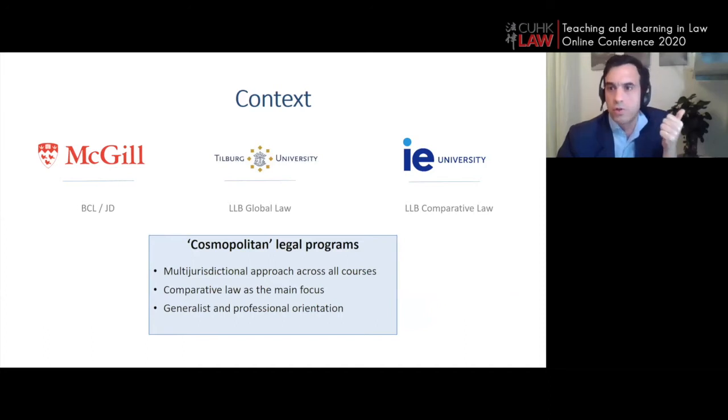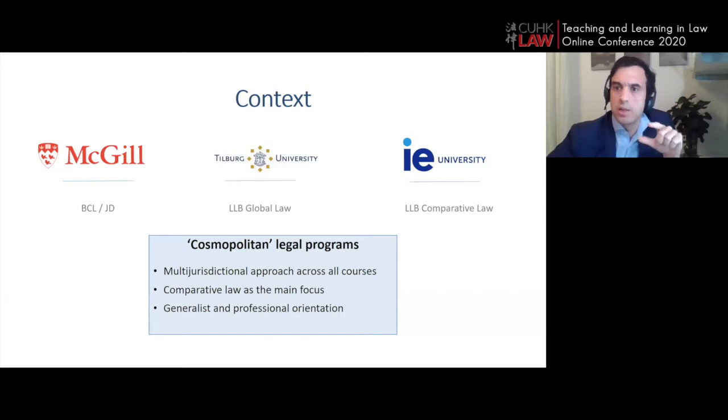The first feature that sets these programs apart from other programs is the fact that they do not simply offer some complementary courses on comparative law in their curriculum. Rather, what we do is introduce this multi-jurisdictional approach across all our courses. I think that's the first defining element of these programs.